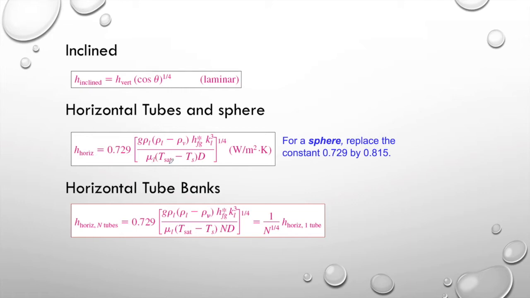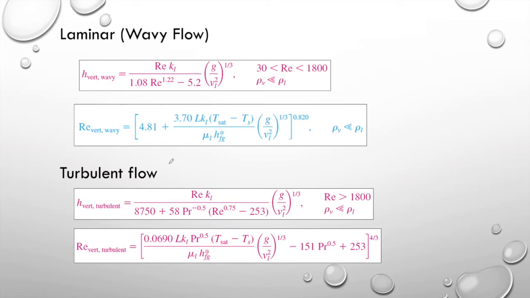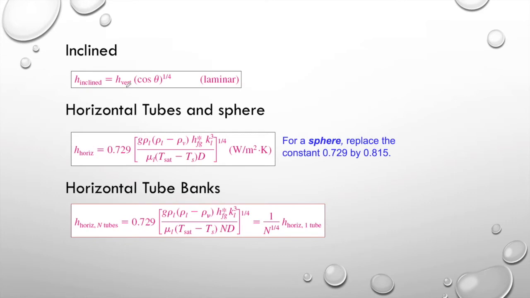In the previous video, I explained that if we solve problems for the vertical wall, the vertical plate, we have to assume that it is laminar wavy flow first, and then find the Reynolds number. If it is between 30 and 1800, then you can directly use H vertical wavy. For the case of horizontal tubes and spheres, it is a little bit different since we do not have to find the Reynolds number. So we can directly substitute all the values into this equation.